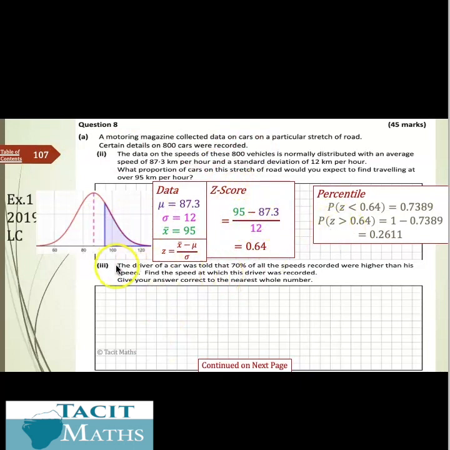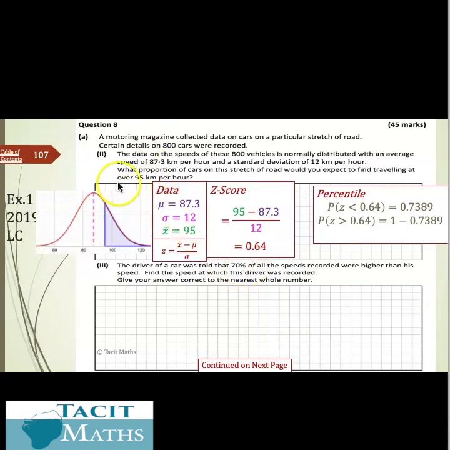Now, this is the interesting one then. The driver was told that 70% of the speeds were recorded higher than this speed. Find the speed at which the driver was recorded. This is a tricky enough question. I always find these ones are a small bit trickier, but again, it's about figuring out what type of question this is. And the key thing here is that they give us the percentile at the start.